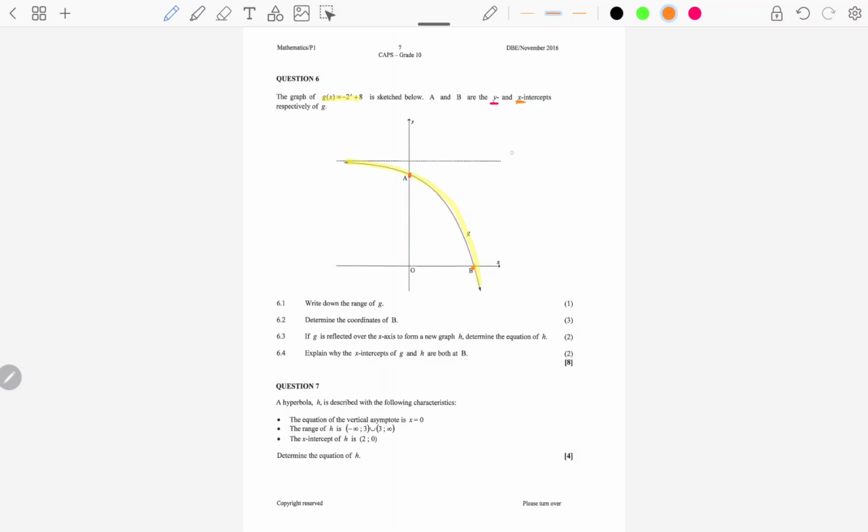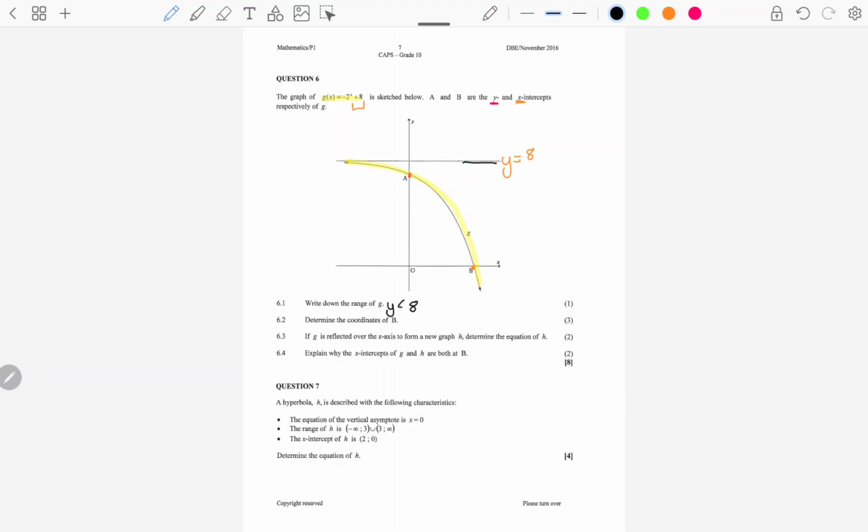And remember, since this is an exponential graph, we have an asymptote here, and we always know the value of the asymptote is this part here. So it'll be y is equal to 8. Now they want us to write down the range of g. Since they're talking about the range, we know they're talking about y values. Therefore, y can only be less than 8, since it can't go above this asymptote here.